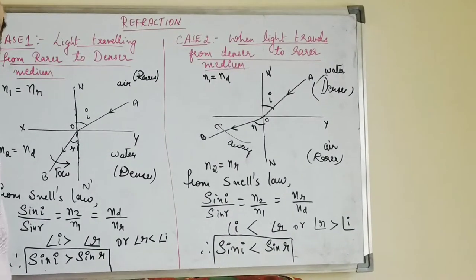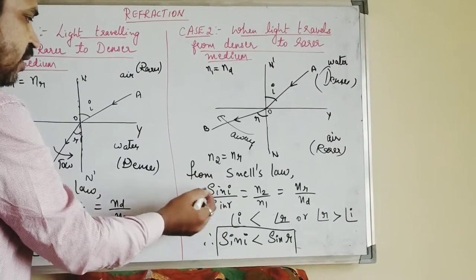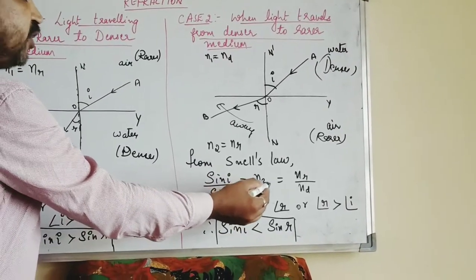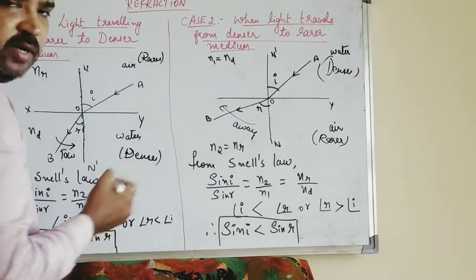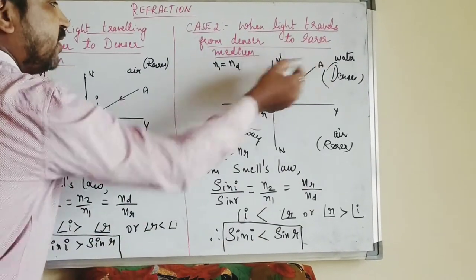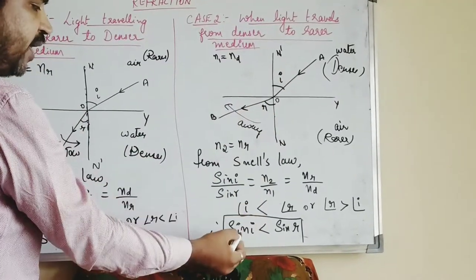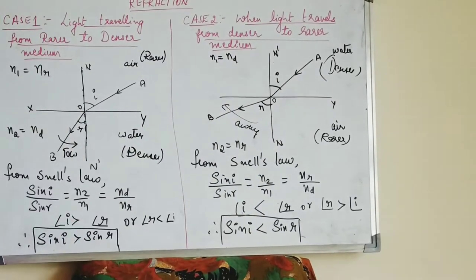From Snell's law, sin i by sin r is equal to n2 by n1. Which medium is n2 here? n2 is the rarer medium now, and n1 is the denser medium. Since angle i is less than angle r, sin i is less than sin r.